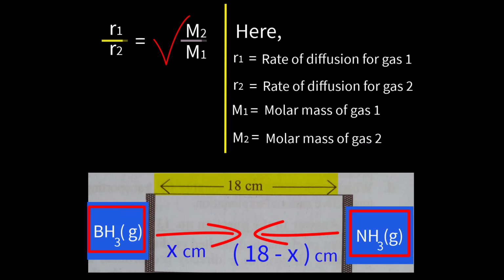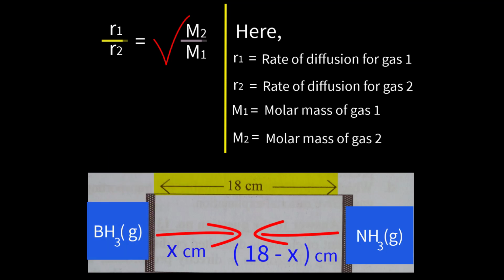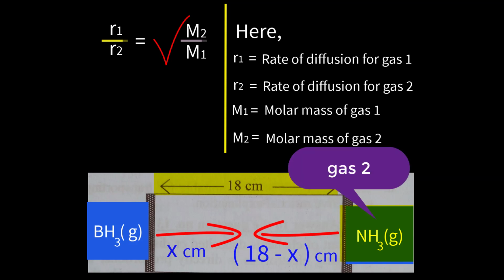Here, for this stimulus, we will consider BH3 diffuses at x centimeter distance. Therefore, this BH3 will be gas number 1, and NH3 diffuses at 18 minus x centimeter. Therefore, this NH3 will be gas number 2.